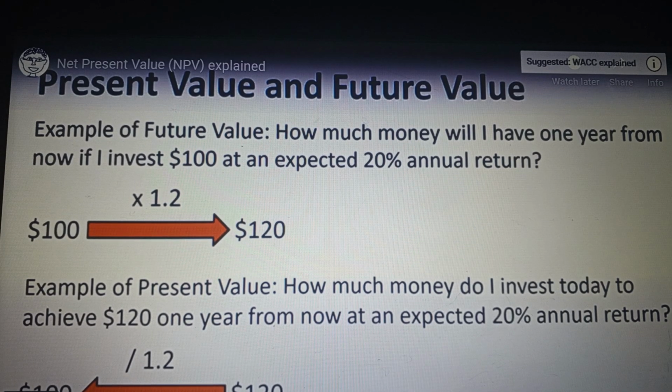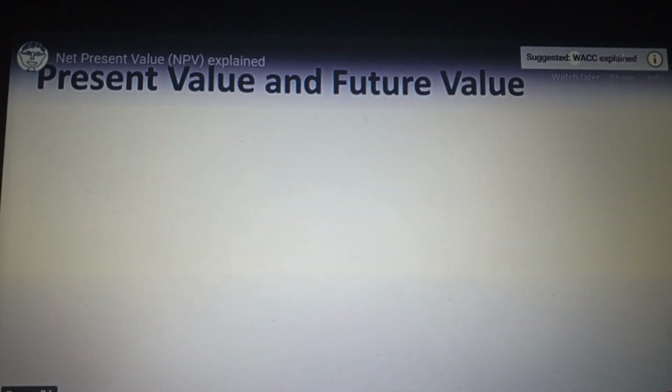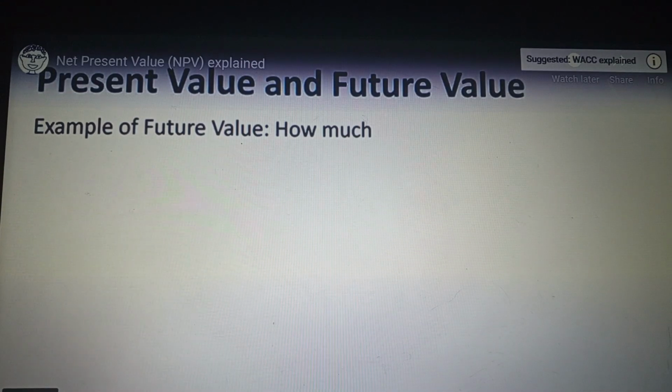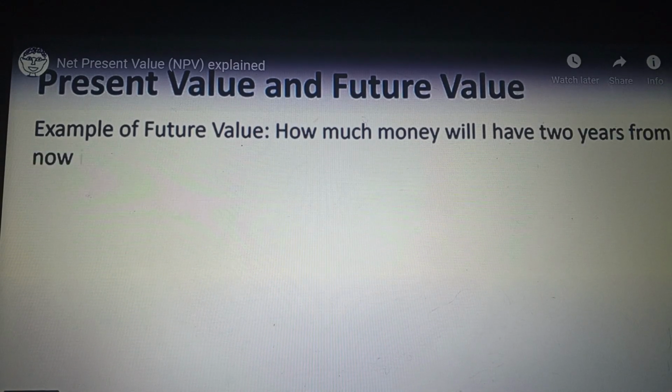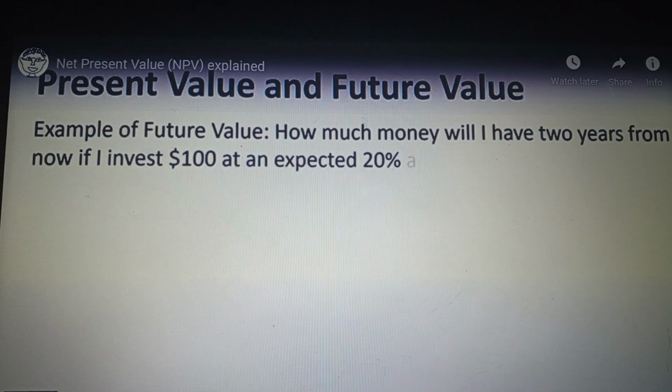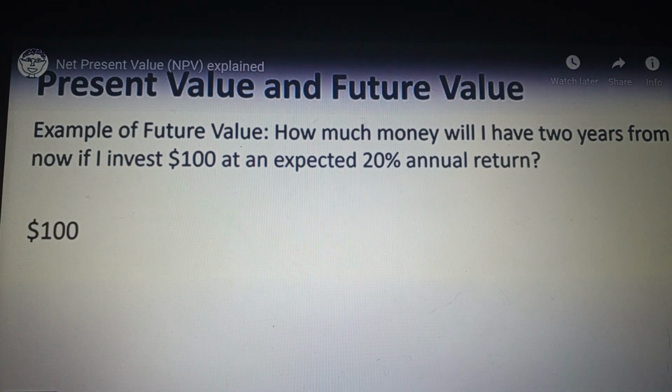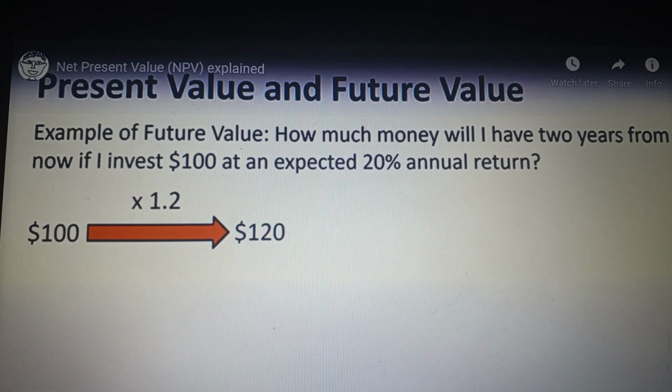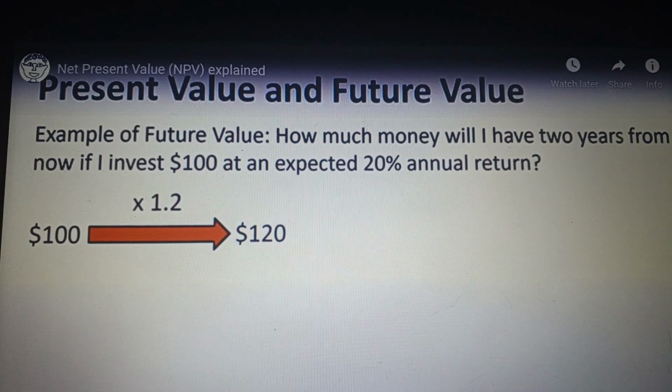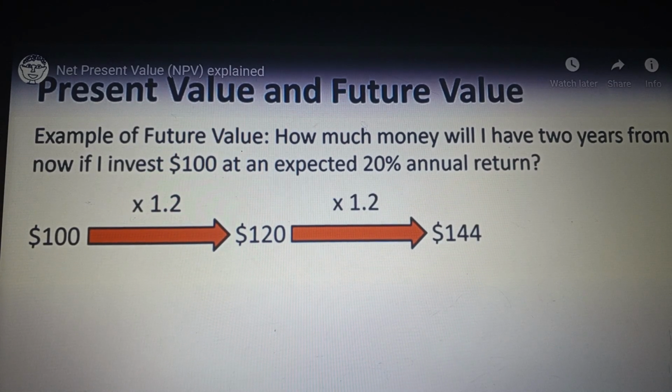You can do this for multiple years as well. How much money will I have 2 years from now if I invest $100 at an expected 20% annual return? $100 multiplied by 1.2 is $120. This $120 in turn multiplied by 1.2 is $144.